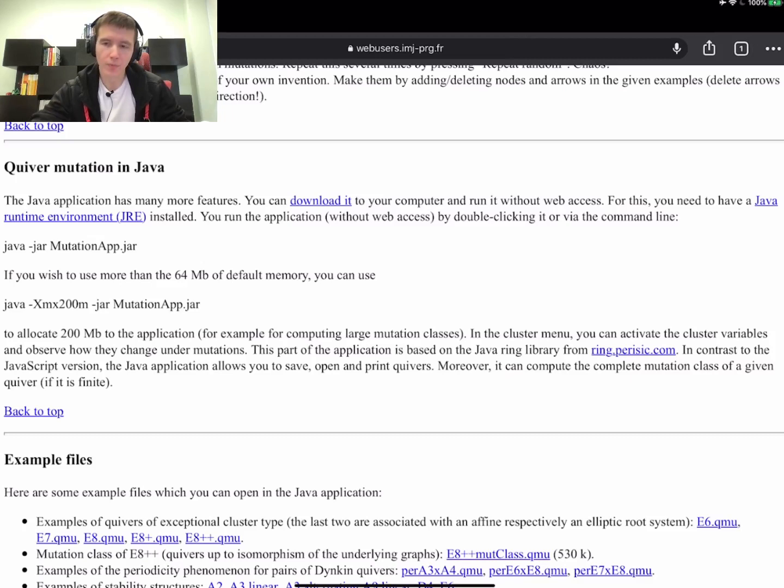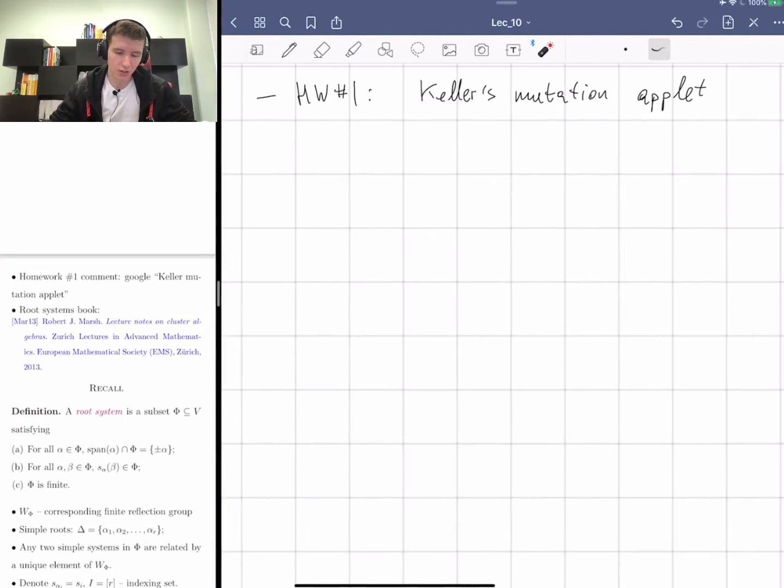Okay. So the Java version has many more things, like you can look at the cluster variables and how they mutate as well, and you can also find the mutation class of your quiver. If the class is infinite you can't compute it, but if it's finite, it can compute the whole class and maybe find some acyclic or tree-like quiver in it, and so on. But before I told you about the software, you have to do a certain amount of mutations yourself, so that you are now comfortable and know what's going on.